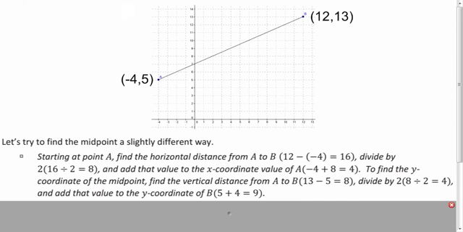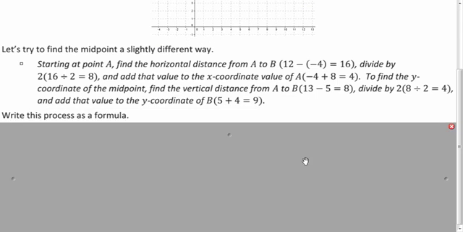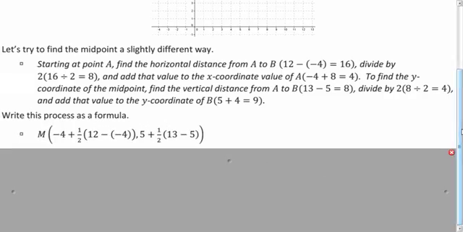Now we could also think about finding the midpoint in a slightly different fashion. We want to start at point A, so we're going to start with the coordinate -4. And we want to move half of the distance, half of this horizontal distance. And that we figured out was 16 before, so we're going to divide that by 2 and get 8. So 8 plus -4 gives us +4. And that was our x-coordinate. Same thing for the y's. We want to start at 5. And the difference in the y-coordinates was 8, divide that by 2, and we get 4. So 5 plus 4 is 9. And so how can we write this out? Well, here's how we can figure out what our midpoint is. And if we simplify this, we end up with the point 4, 9.